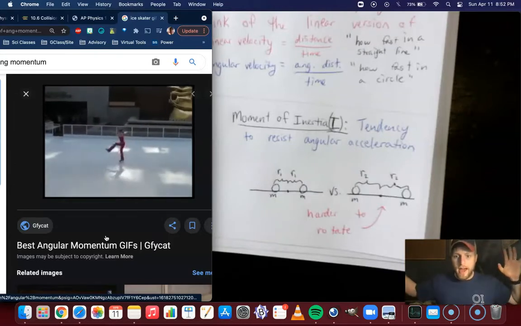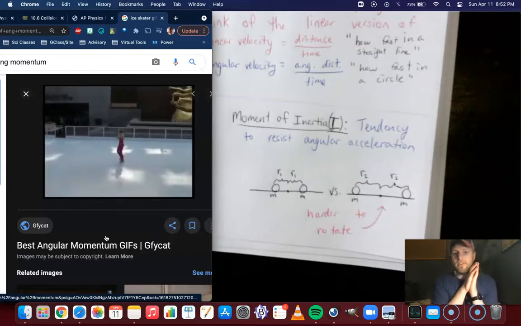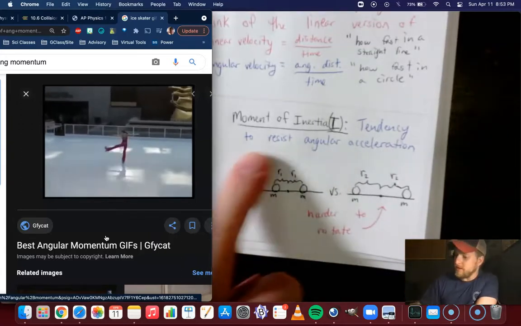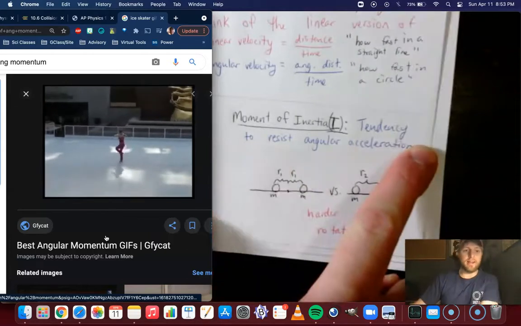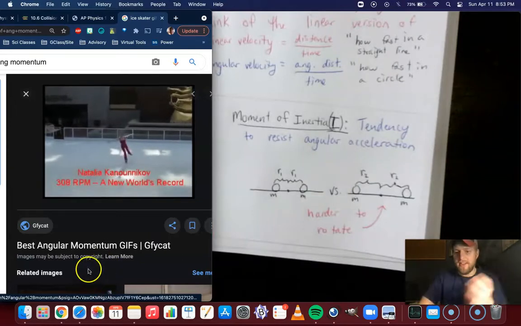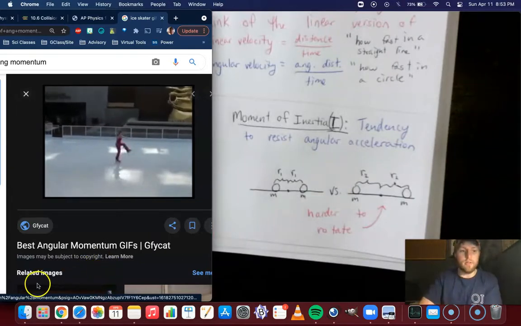They're pulling the mass of their arms and legs in closer to the center, and that means that they're decreasing their moment of inertia, which means that it's easier for them to do angular acceleration. It's easier for them to spin around. So that is another case where this is a really important concept.